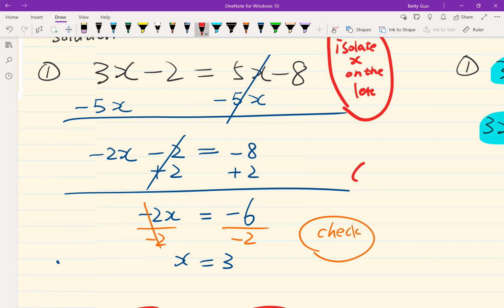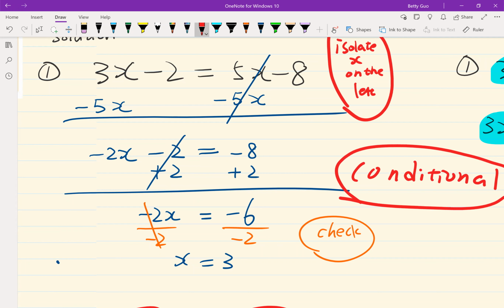An equation is conditional means this equation is true under the condition that x equals 3. Only under that condition does that equation hold. What if x assumes other values, for example, x equals 0? Then the equation is false, right? You can try. When you plug in x equals 0, the equation will not be true. So the equation is only true under the condition that x equals 3, so the equation is conditional. Does that make sense? That's the name.